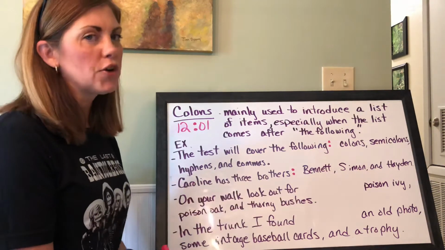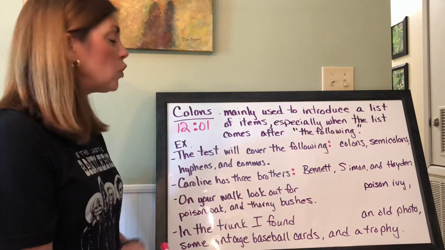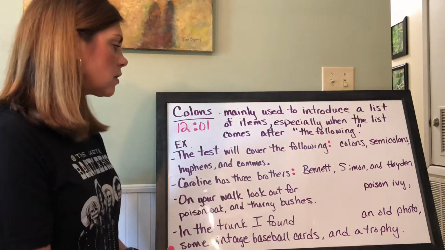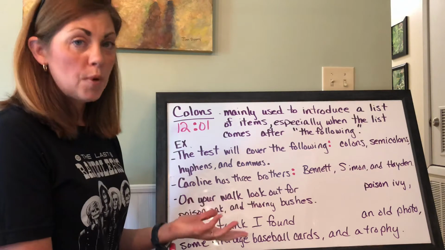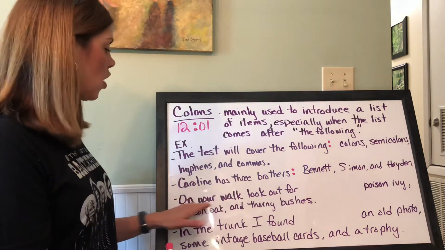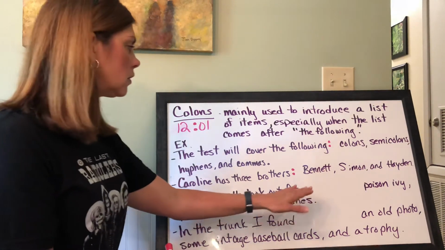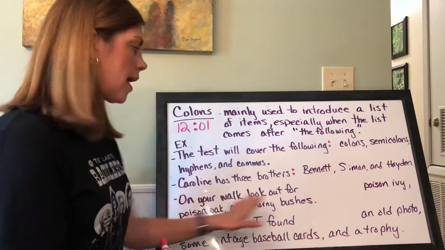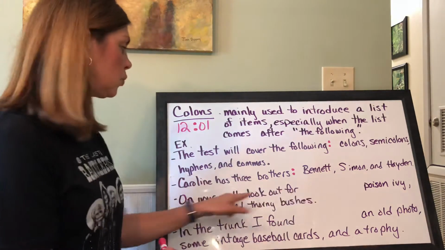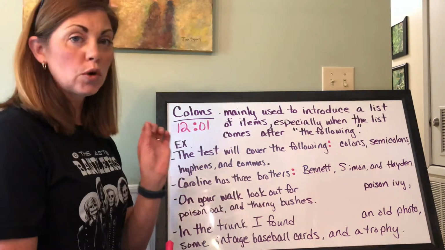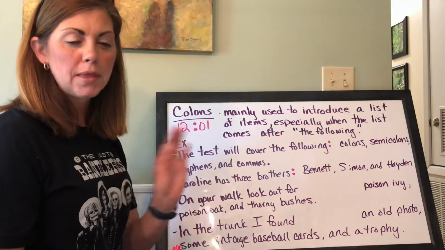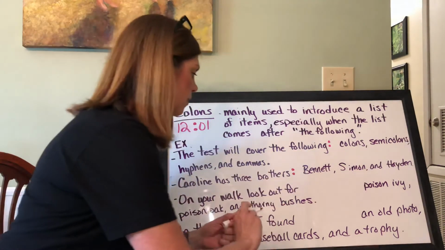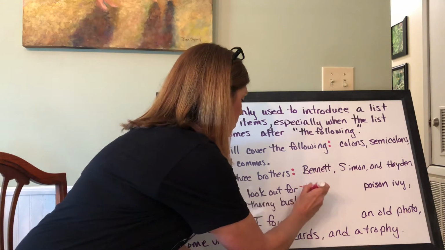Okay, so I left a space here on purpose. You might be tempted to put a colon here, but we know that for, in this case, would be a preposition. So you wouldn't want to say, on your walk, look out for colon, poison ivy, poison oak, and thorny bushes. You could actually just let that be your sentence without the space. You wouldn't need a colon. But if we were going to put a colon here, we would need something else in between. So you could put, look out for 3 hazards.